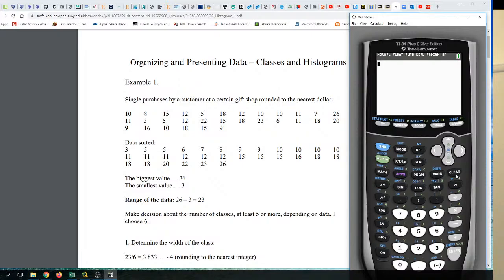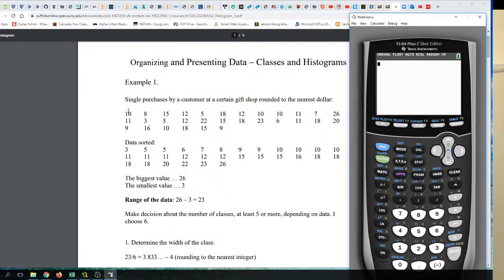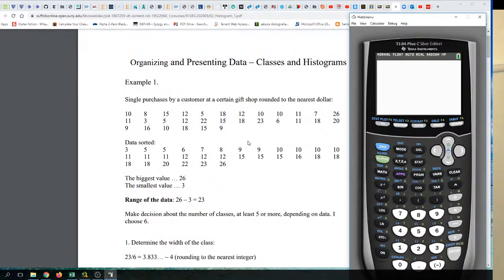Okay, so I was saying last time that we have this set of numbers that represents, in this example 1, the single purchases by a customer in a certain gift shop, and they are rounded to the nearest dollar. So the first customer purchased the $10 gift, the second one $8, the third one $15, and so on. The first thing you want to do probably is to sort it, and to make a histogram you will actually need to sort it. A histogram is a vertical bar graph that will require you to sort the data.